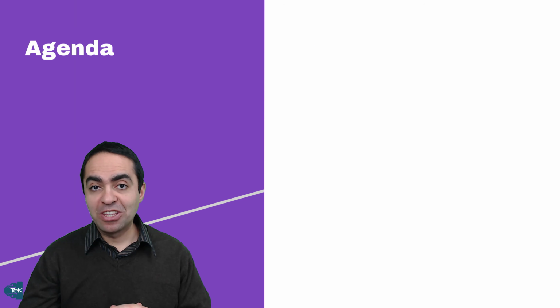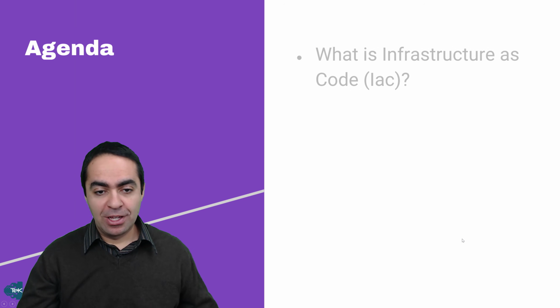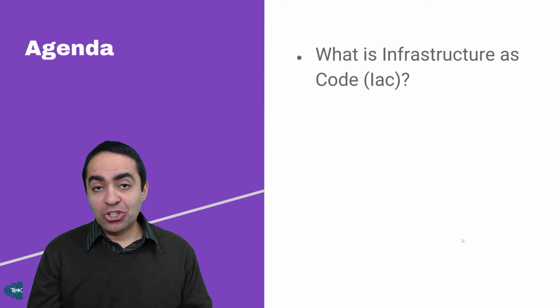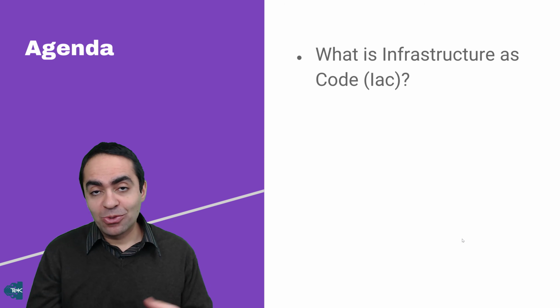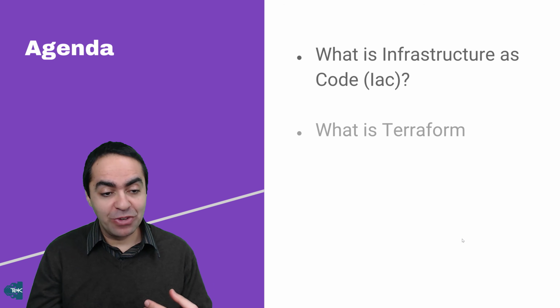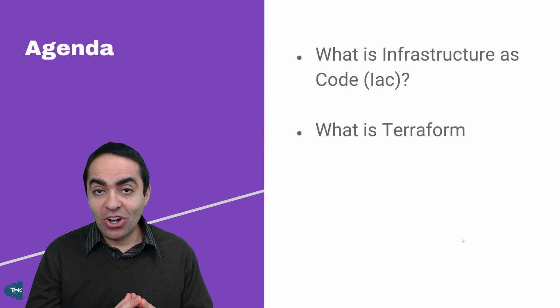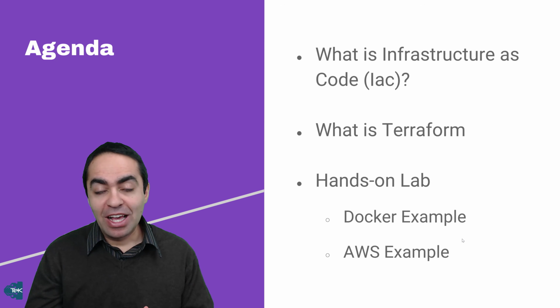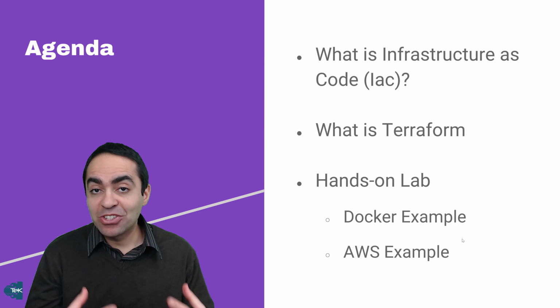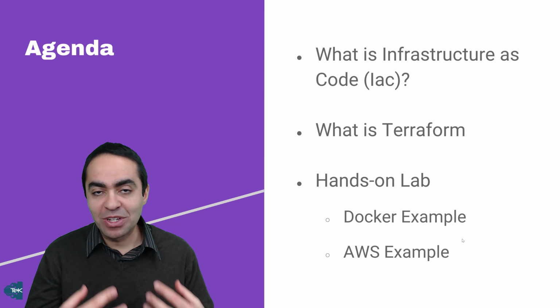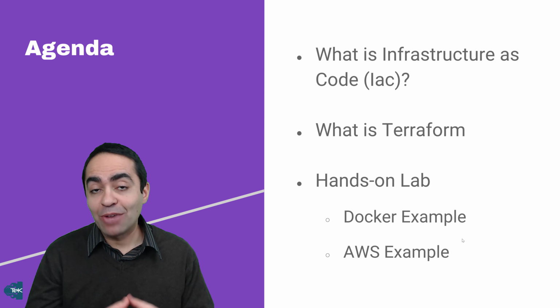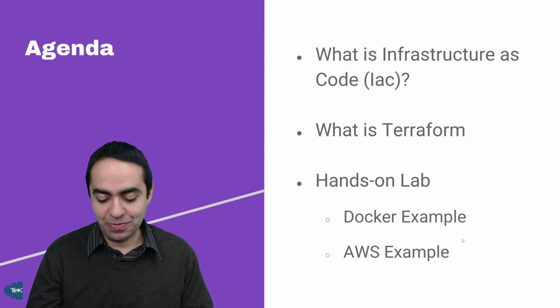Let's start with the agenda for this course. What is infrastructure as code, or IaC? We'll spend some time over that, talking about the benefits and the advantages. Then we're going to focus on Terraform: why Terraform, and what problem does it solve. Then we're going to have a section on the hands-on of Terraform. So we're going to run Terraform in a lab. We're going to have two examples, a Docker example and an AWS example.